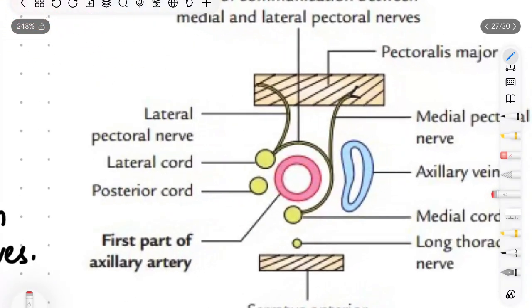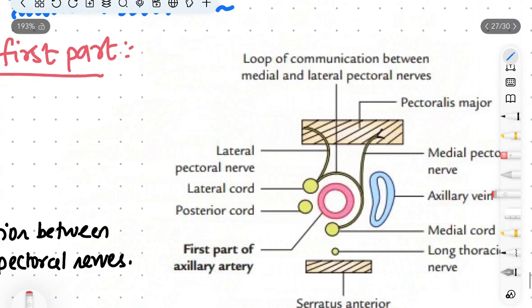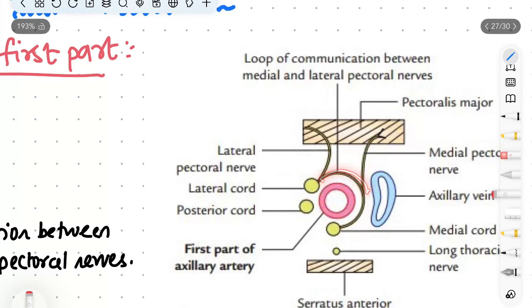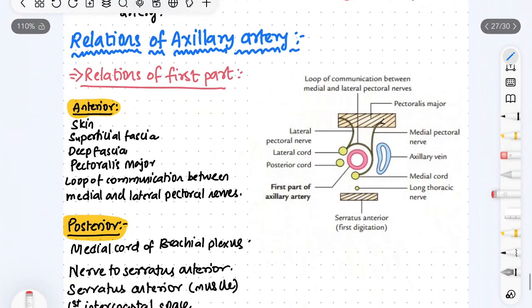nerves. When we look at this diagram, you can see there is the pectoralis major muscle. You can also represent skin, superficial fascia, deep fascia here. You can see there is a loop connecting these two nerves. What are these two nerves? From the lateral side, the lateral pectoral nerve emerges. From the medial side, the medial pectoral nerve emerges, and there is a loop connection between these two nerves, and this forms the anterior relation of the first part of the axillary artery. I hope you are clear.